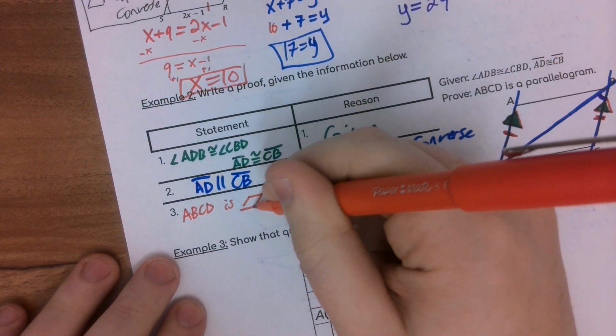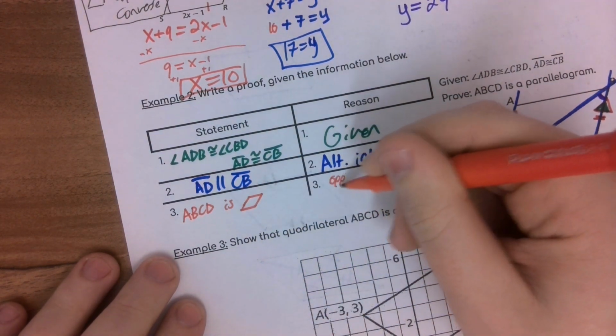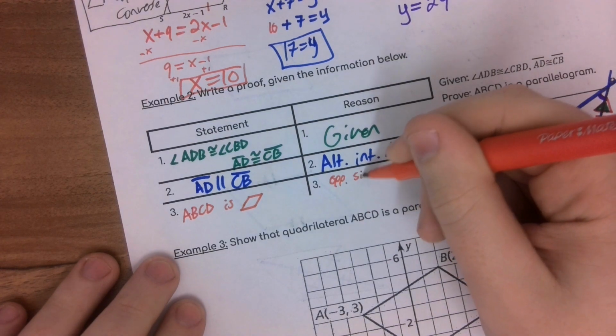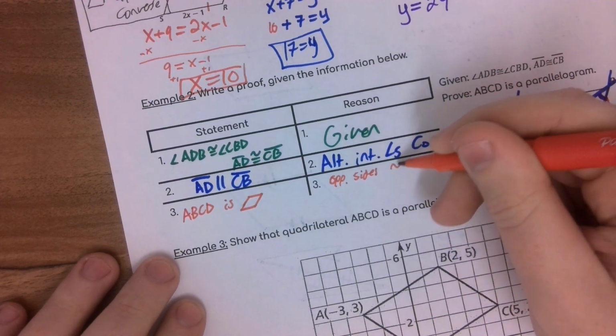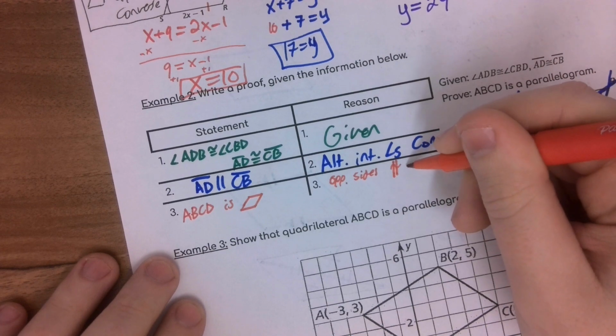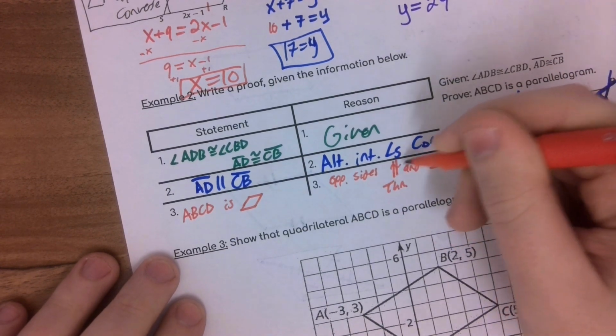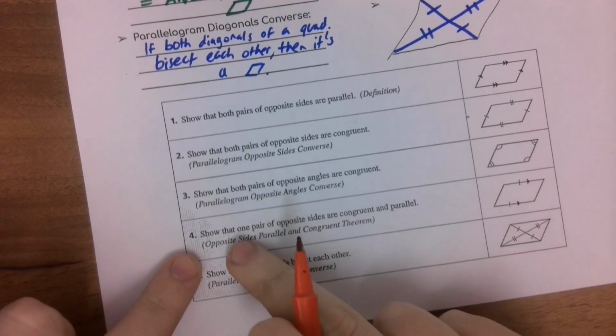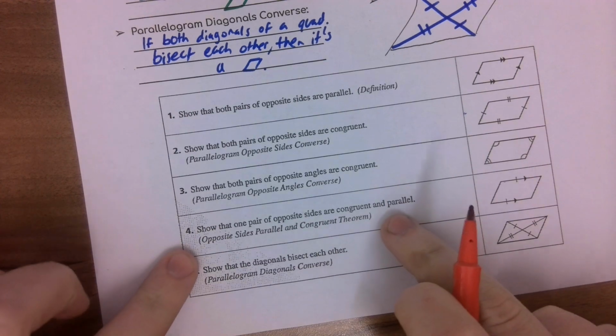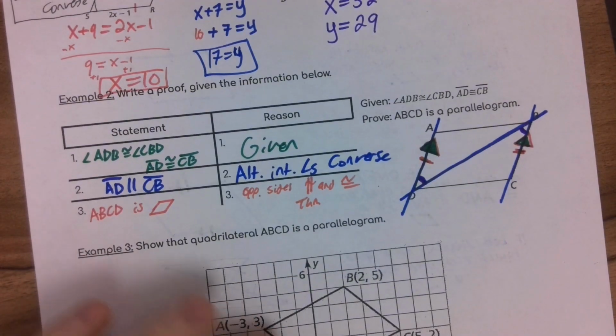ABCD is a parallelogram due to the opposite sides parallel and congruent theorem. Sorry, I didn't mean to draw a squiggle through my parallel lines. But that's the theorem right here. Opposite sides parallel and congruent theorem. So that's how we would approach this proof.